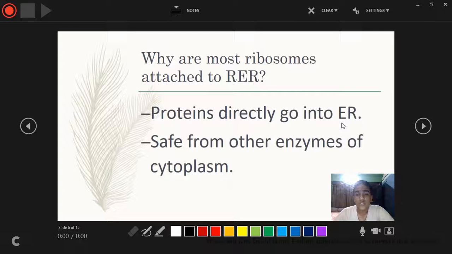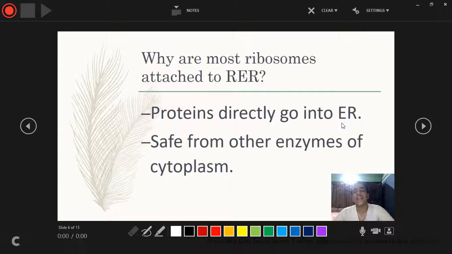Why are most ribosomes attached to RER? This is a very clear fact. SER is smooth and RER is rough because of the presence of ribosomes. Most ribosomes are present on the RER. Some are free, floating in the cytoplasm, but most are here. Okay, so proteins are there. So what benefit do they get? Why are they attached so much?